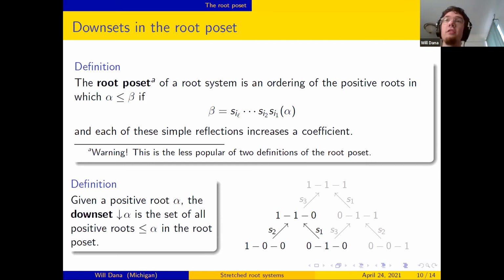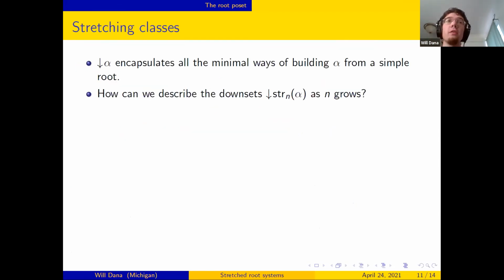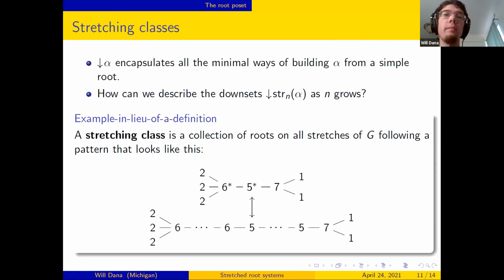So I have this definition of the root poset, and once I have this, that brings me to the main question I'll address in this talk, which is, here's a construction I can associate to a specific root, alpha. What happens to the downsets of these stretched versions of alpha in these stretched root systems as my stretching factor n grows? And the answer to this ends up passing through a notion which I call a stretching class.